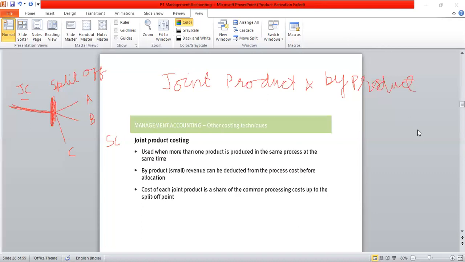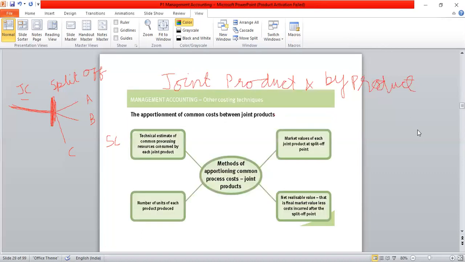And then it says, how do we apportion? Now, these costs, until this split off point, are incurred as common costs, joint costs, combined costs. So they have to be divided and distributed. Unless and until they are divided and distributed, we would not know what is the cost incurred for each product. So the topic we have here is the apportionment of common costs between joint products. What are the various methods which are available?